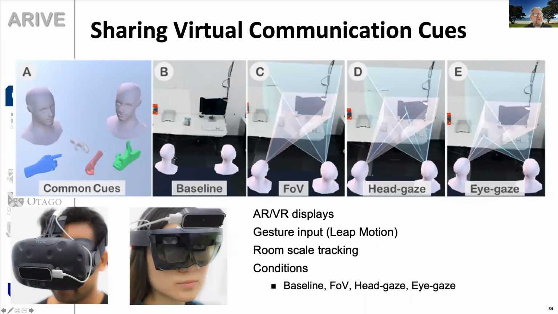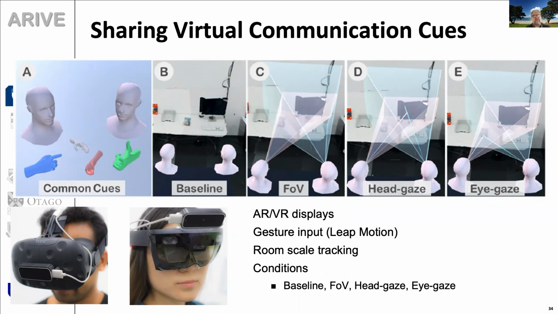But then one of the interesting communication cues we're looking at is showing gaze and head pointing direction. So of course in a face-to-face collaboration, you can only see where the other person's looking when you can see their face. But with AR and VR, you can provide additional communication cues. So our idea was to provide a view frustum. You can see in number C there. And so when the person is looking around and can't see the face of the other user now, they can still see where they're looking by using this view frustum.